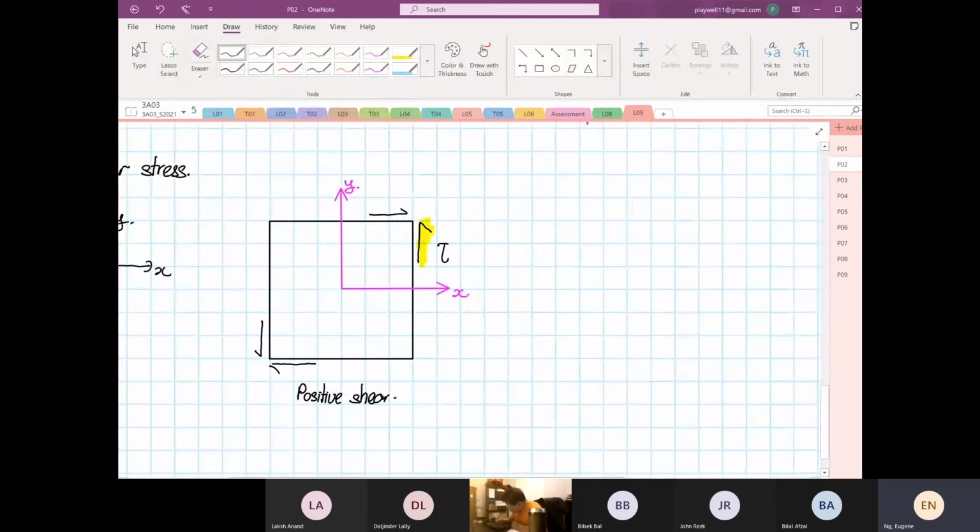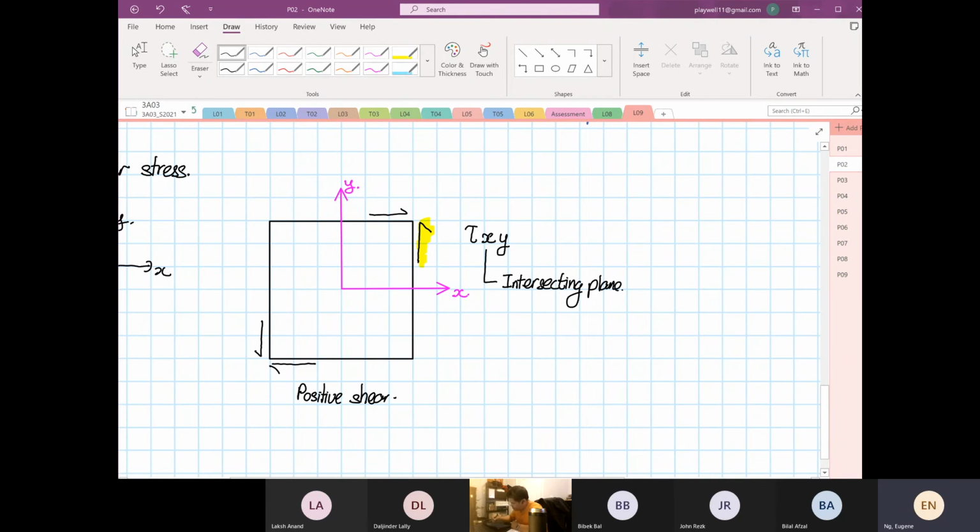The plane, the intersecting plane is X, right? And the Y, I'll write. Okay, so shear. The intersecting plane is X, and the shear stress direction is in the Y axis, Y direction. Okay, so the X over here states the intersecting plane.